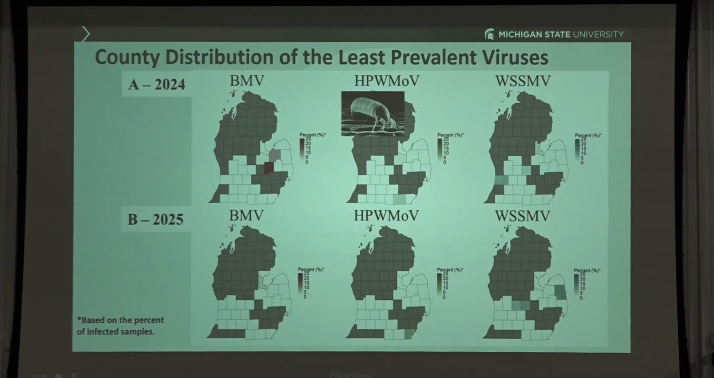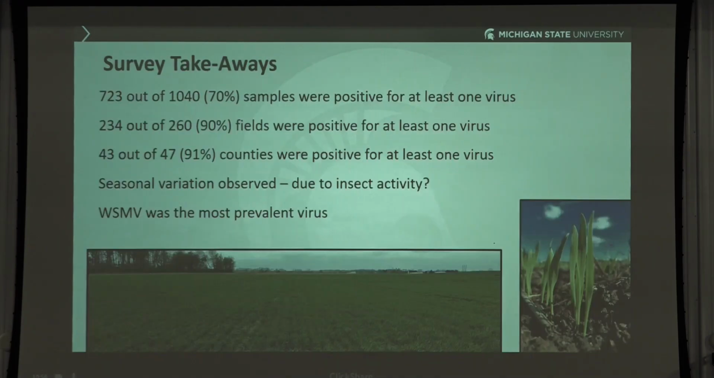There were some other viruses we looked for. They were pretty low abundance in the survey, so I won't go into them in a bunch of detail, but we looked for those, and they were at pretty low abundance. Let's not spend too much time on those. So, takeaways from the survey: it was pretty easy to find viruses out in the fields across Michigan.